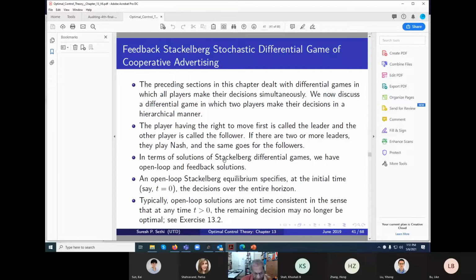Again, we have open loop and closed loop solutions, but I'm interested in feedback Stackelberg. In open loop, I will announce the whole strategy as a leader for the entire time, and the follower will react to that and find his or her strategy for the entire time.